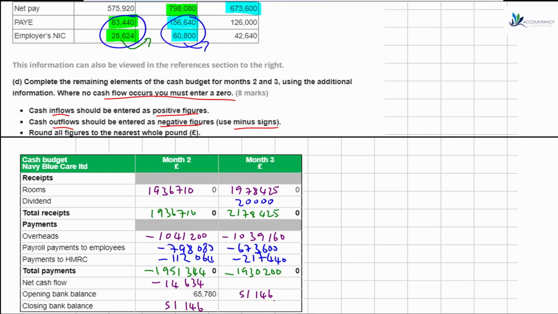And then what about the net cash flow for month 3? Again, we just need to compare the cash in and cash out, and that gives us a total cash in this time because we've got those dividends helping us. So we've got cash in of 248,225, and then we can add that onto the amount of money we had at the beginning of the month. So at the end of the month we have 299,371.